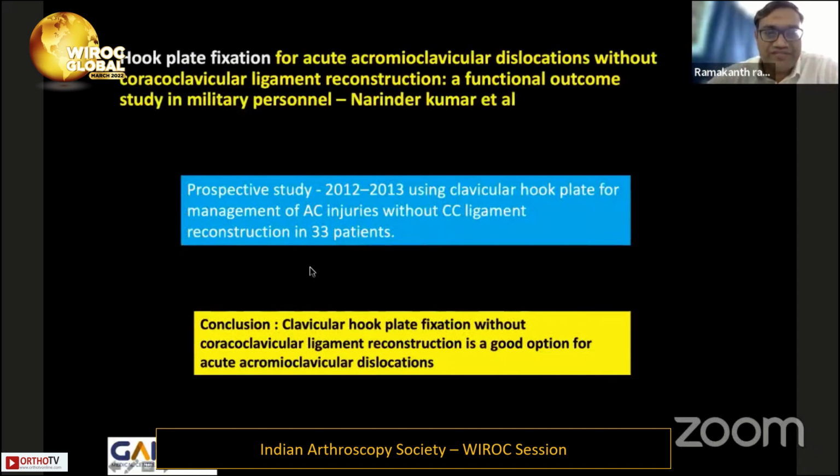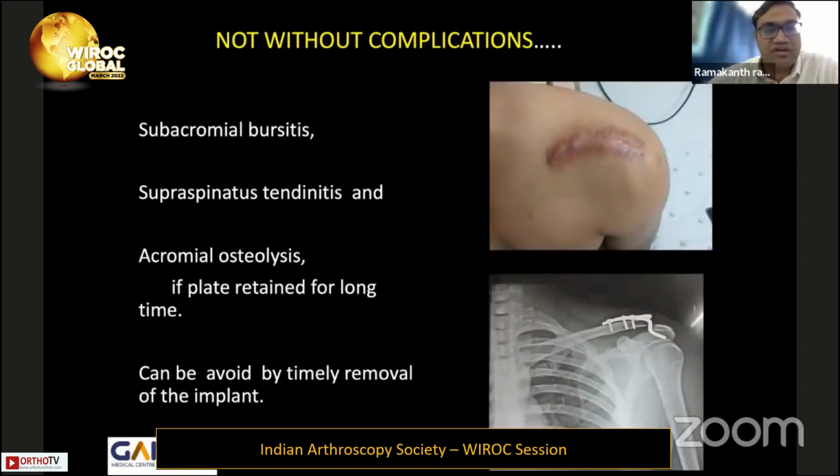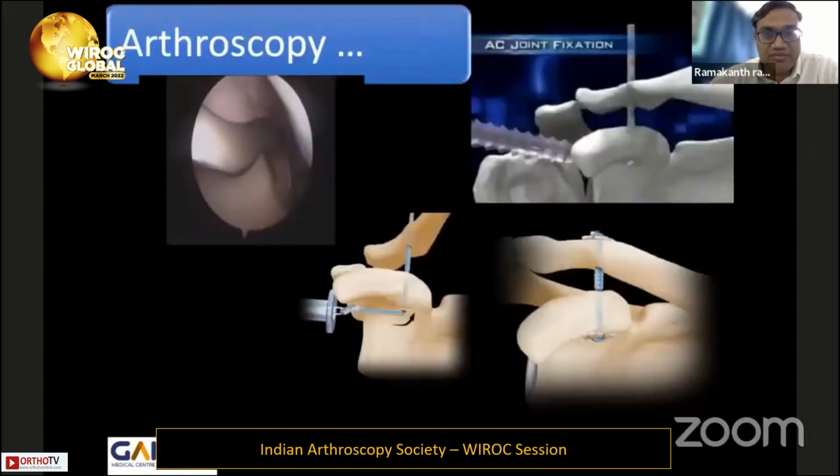What about hook plate fixation? One of the studies in 2012 showed that hook plate is a good option for acute AC joint dislocation, but they are not without complications like subacromial bursitis, tendinitis due to impingement, acromion osteolysis, and if the plate is retained for long. This can be avoided by early removal of the plate.